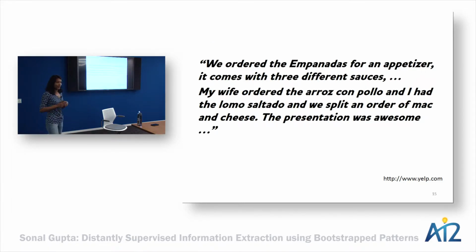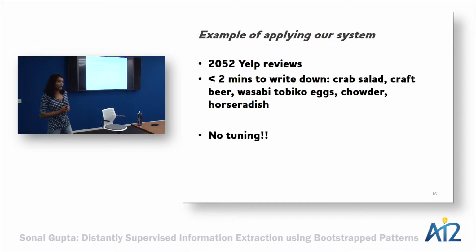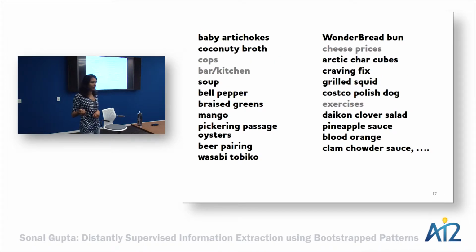Here's just a peek into the system result that I built. Suppose you want to extract food items from Yelp reviews. I was just playing around with the system. I took some 2,000 reviews. In a minute, I looked at a few reviews and wrote down a list of 4 items. Over here: crab salad, craft beer, eggs, chowder, and horseradish. Then I just ran the system with no tuning, and I got more entities of the similar type. So you can extract entities that are food items. There are obviously some false positives, but the list looks pretty good.